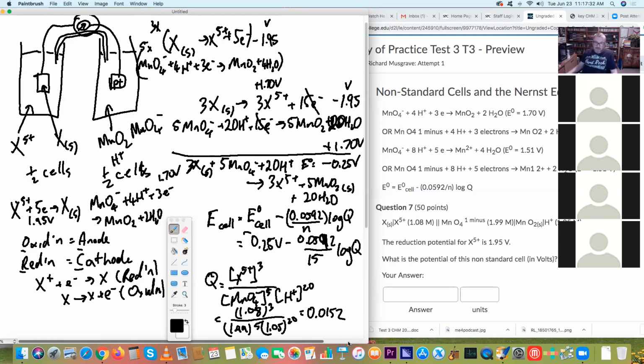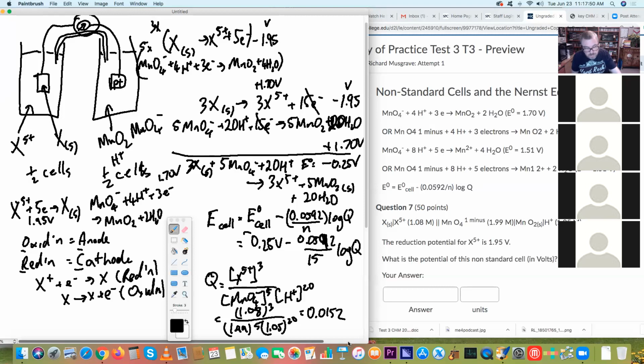All right. So what we've got here though is log Q. So it's log of Q, and it's important it's log and not ln. Anyway, you can do the math on that, and you can come up with whatever you need to come up with the answer for E cell.